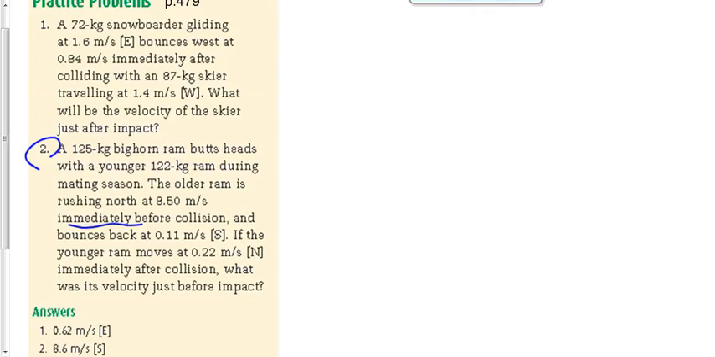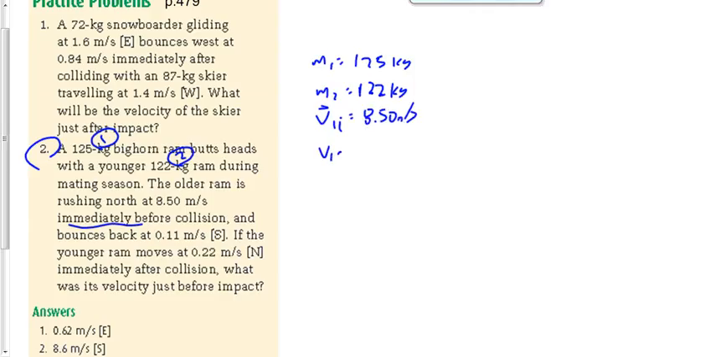The younger ram moves at 0.22 afterwards. What's the velocity just before impact? All right, let's say the heavy one is number 1. The light one is number 2. I'm going to say M1 is 125. I'm going to say M2 is 122. The older one is the heavier one, so we're going to say V1I is 8.50 meters per second. We're going to say V1F is negative 0.11 meters per second.